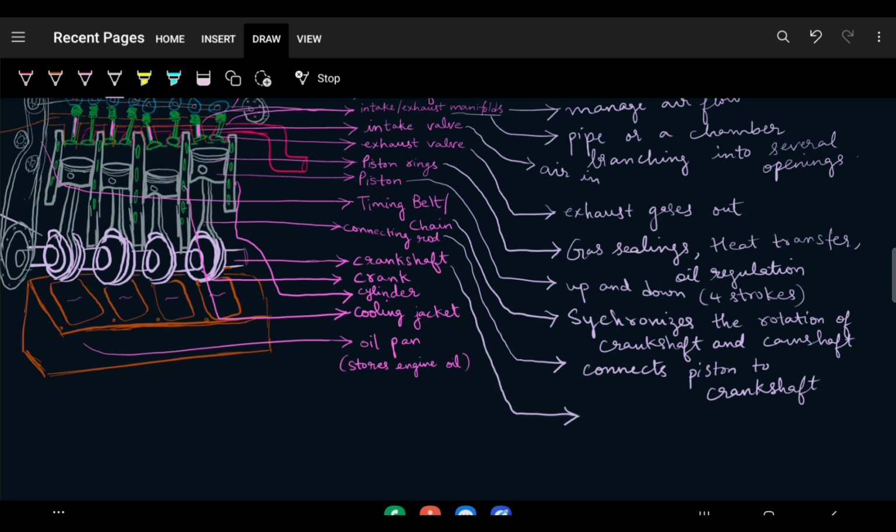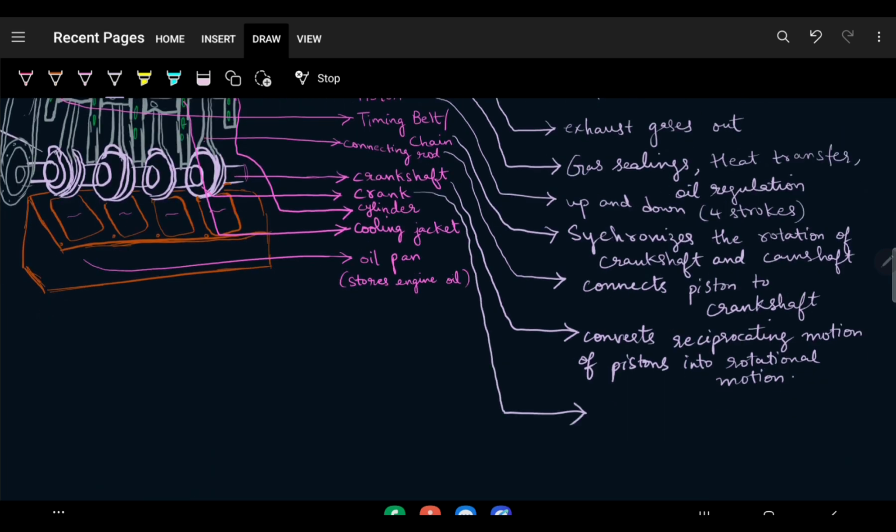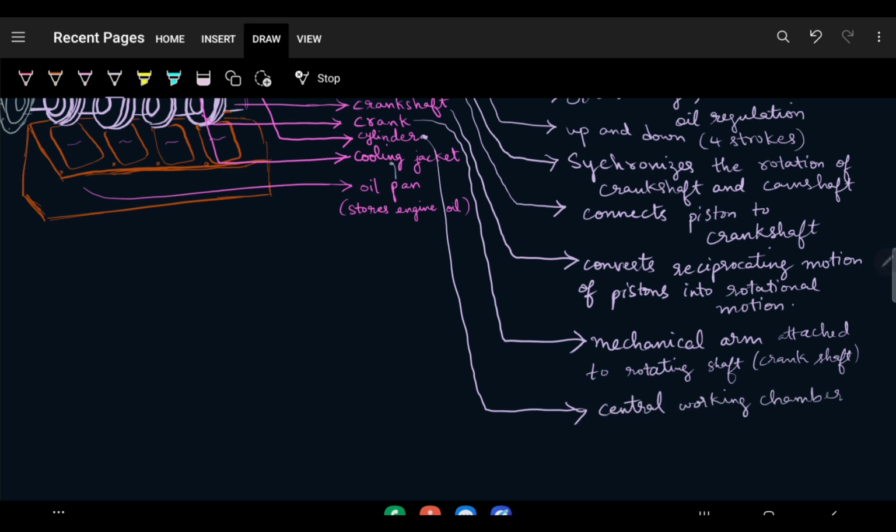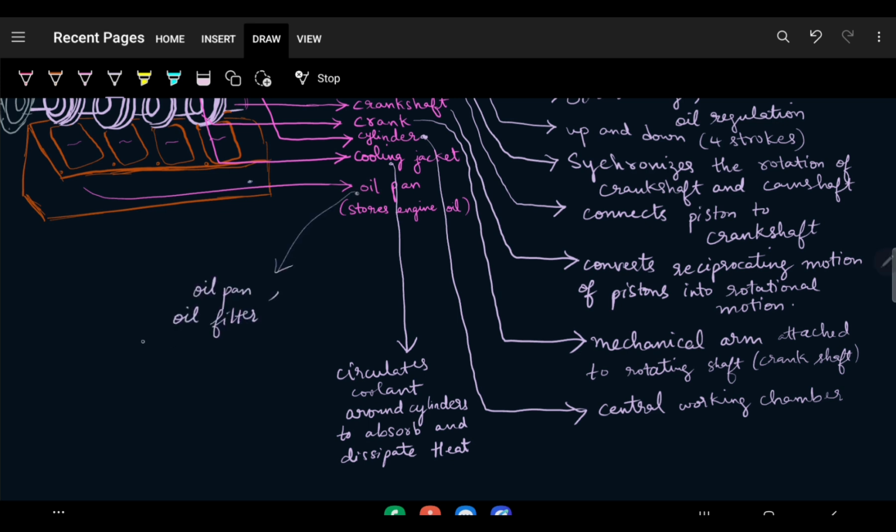Then we have the connecting rod, which connects the piston to the crankshaft, and the crankshaft converts reciprocating motion of the pistons into rotational motion. So basically, the up and down motion of the piston is converted into rotational motion by the crankshaft, and we have the crank, which is like a mechanical arm attached to the crankshaft. Then we have the cylinder, which is the central working chamber where the piston moves up and down. And we have the cooling jacket, which circulates the coolant around the cylinders to absorb and dissipate heat.